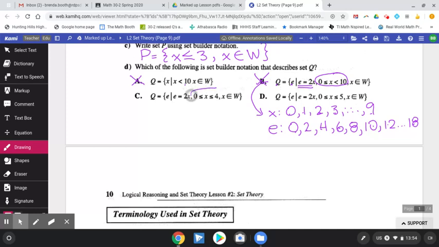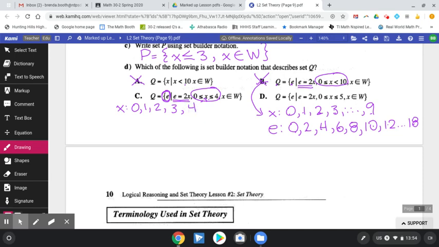Again, start with your X's, because once you figure out what X is, then you can figure out what E is, and set Q is being defined by E. So we have to figure out what E is, but we've got to figure out the X first. So if you want to give this one a try, go ahead and hit pause and see if you can figure this one out. So X, looking right here, it's bigger than or equal to 0, but less than or equal to 4. So 0 would be included. 1, 2, 3, and 4.